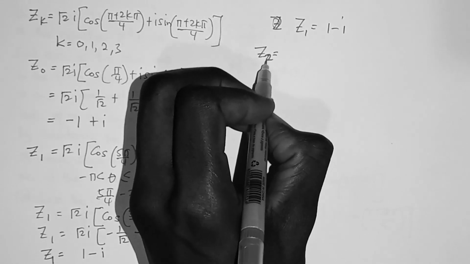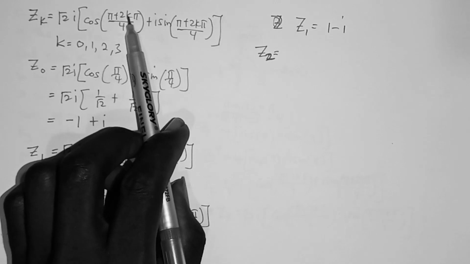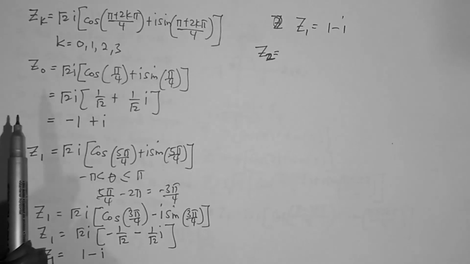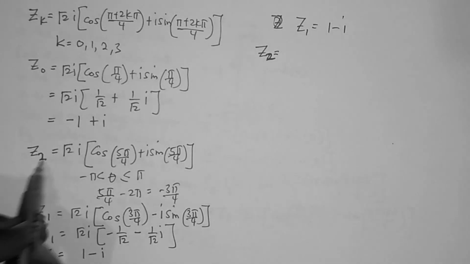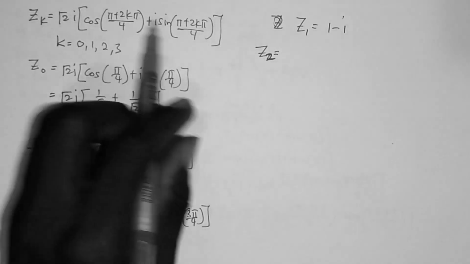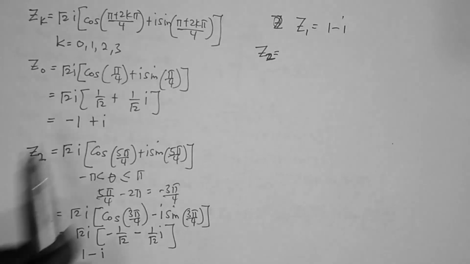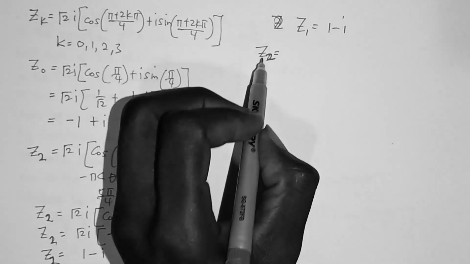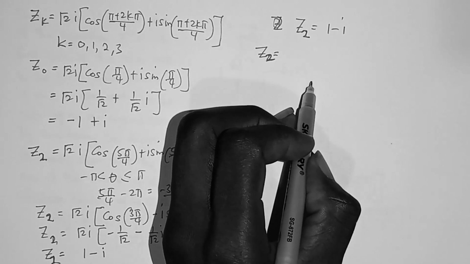Z2 is equal to, wherever you see k here, you put in 2. So 2 times 2 is 4. Sorry, I made a mistake. This is for Z2 because 2 times 2 is 4. 4 pi plus pi is 5 pi. So here is Z2, and therefore this is the value for Z2.